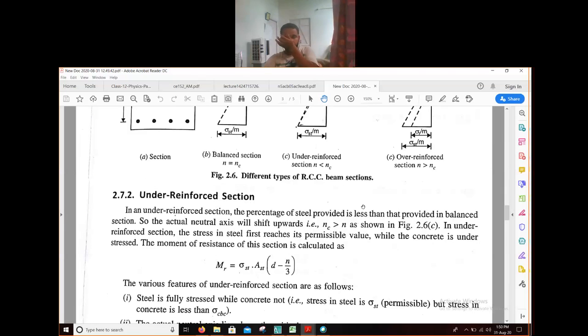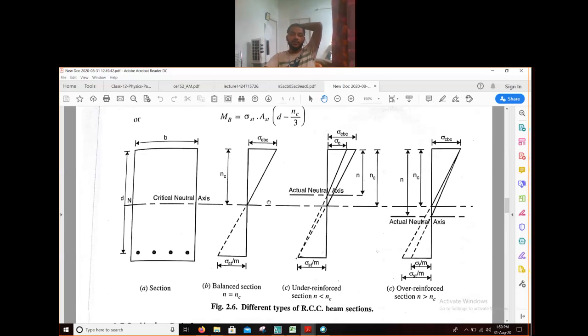See the definition. In an under-reinforced section, the percentage of steel provided is less than that provided in balance section. I hope you have understood this line. Means whatever reinforcement we are providing here in under-reinforced section, we will provide less amount of steel than this balance section.